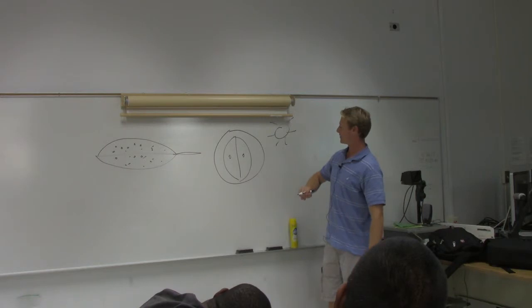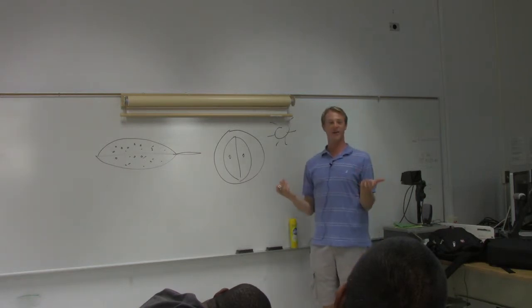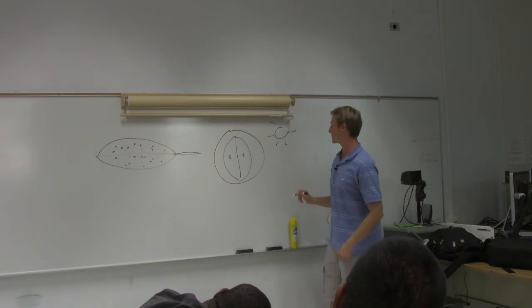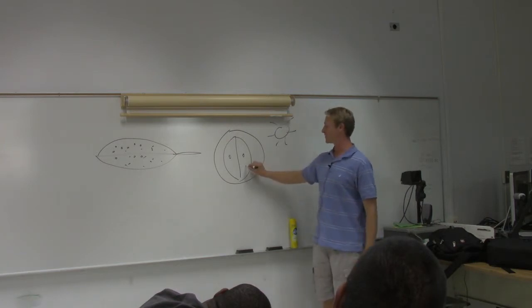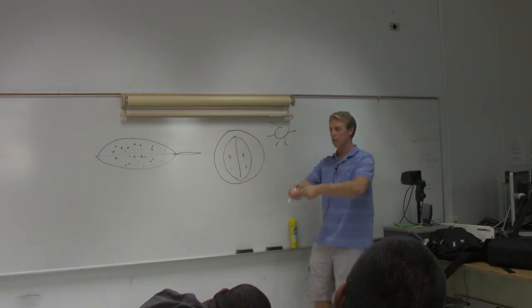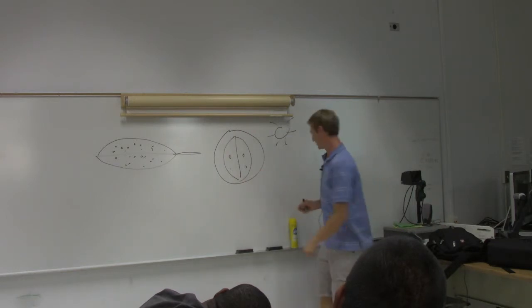Then the plant wakes up, sun starts coming up. Actually, maybe an hour before the sun comes up, it senses that the sun will be up soon, and it removes the water from these two cells. It pumps it out. What happens?